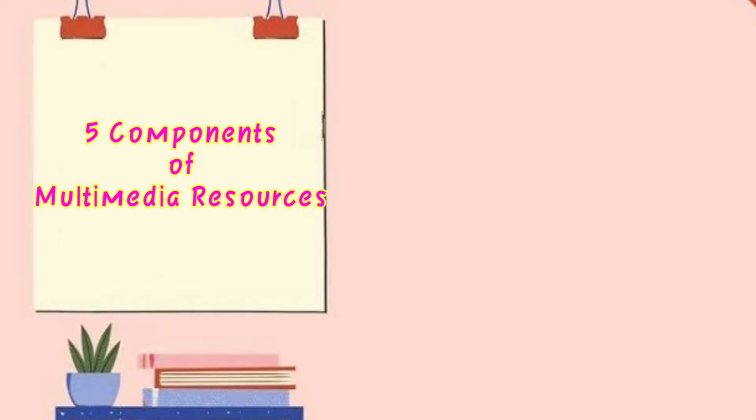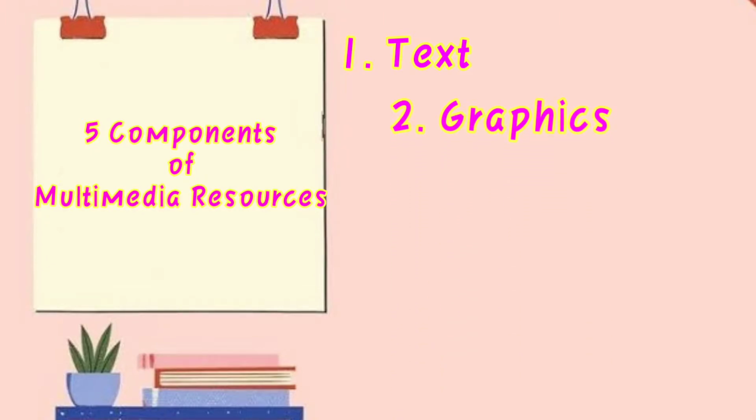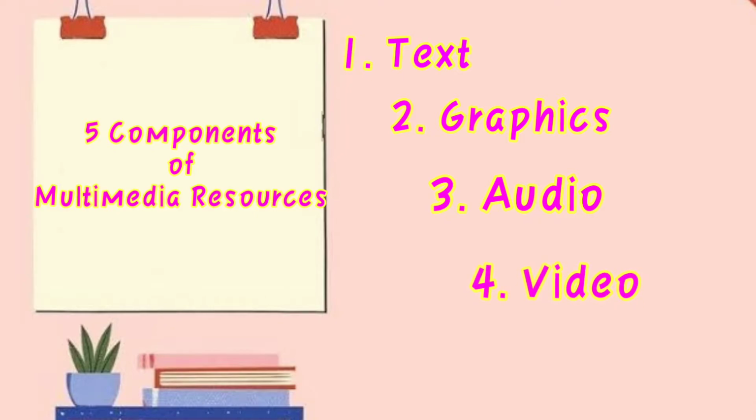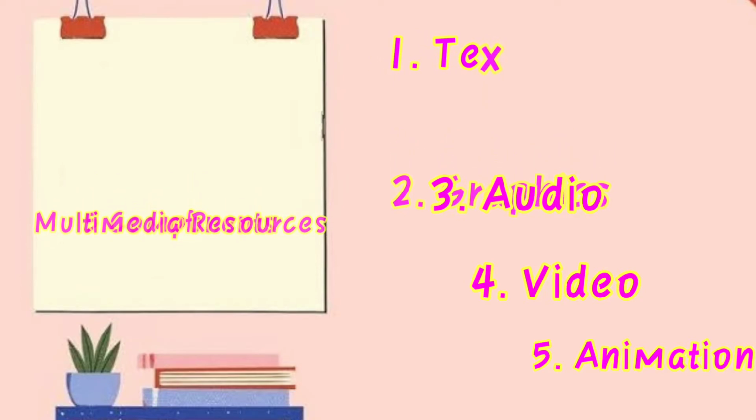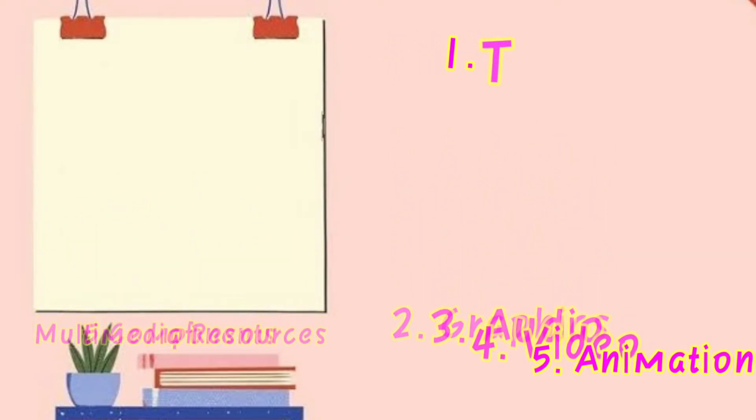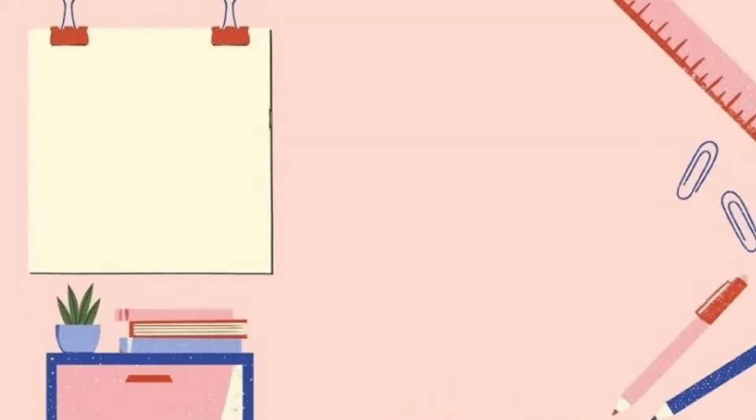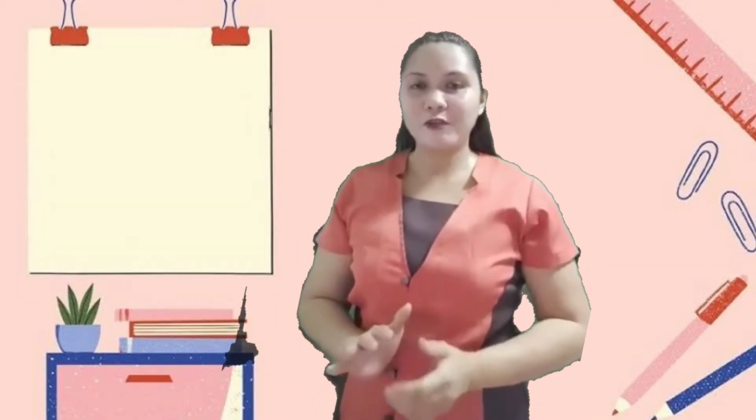Now, there are 5 components of multimedia resources. And what are they? Number 1, text. Number 2, graphics. Number 3, audio. Number 4, video. And number 5, animation. Can you give me again the 5 components of multimedia resources?